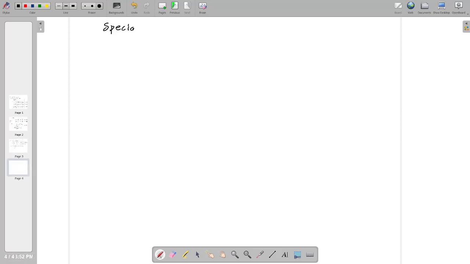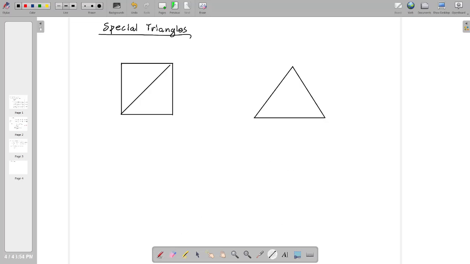The next topic I want to talk about is special triangles. Now, there's really 2 special triangles that we go through. They're going to come from a square and an equilateral triangle. We have our square here. If we draw this line slant, we get a 45-degree angle here, 45-degree angle here, and then of course our 90-degree.